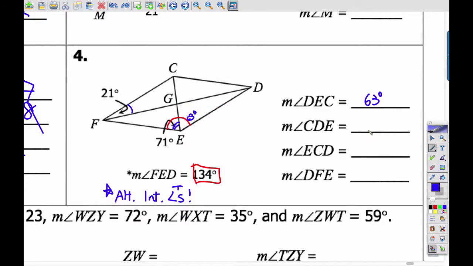Now let's look at the next one. We're asked to find CDE, which is this one, right? So again, in the parallelogram, consecutive angles are supplementary. So CDE, whatever we're asked to find, plus DEF, which is 134. So 134 plus CDE, I call it X, should equal 180. Therefore, if I solve for X, my CDE is 46 degrees.